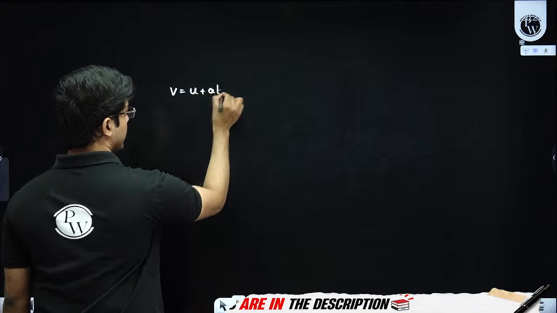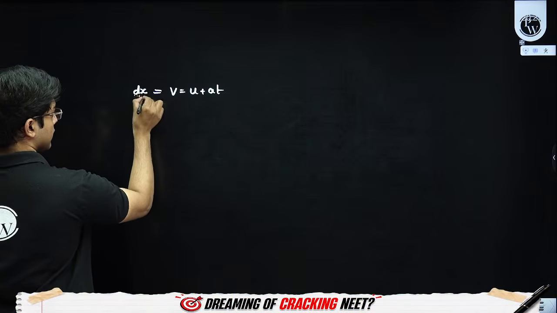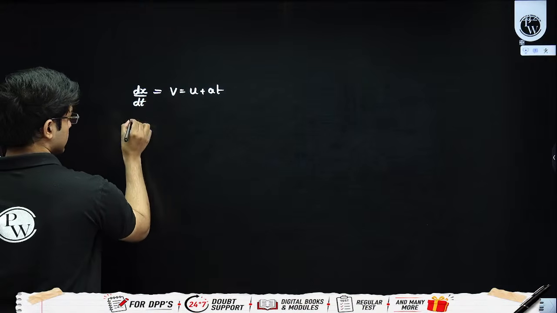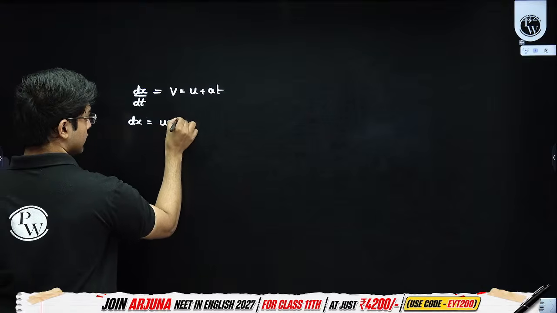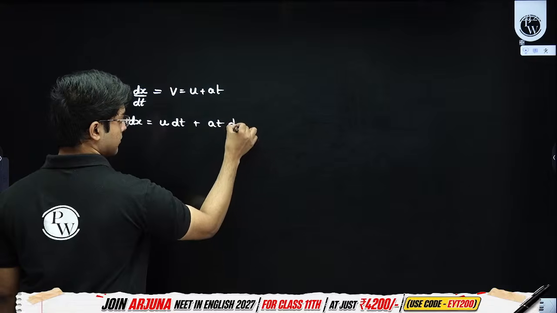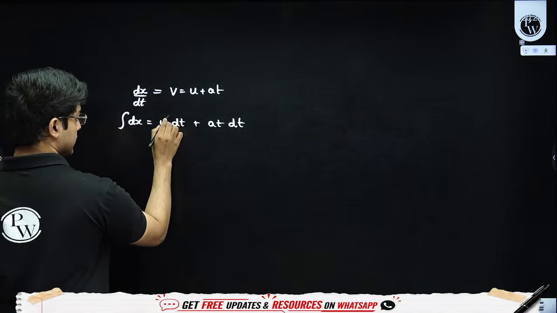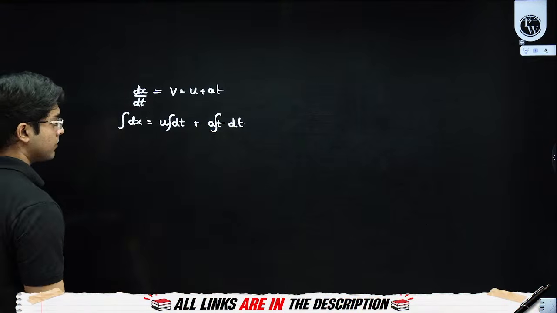And velocity we will write as dx by dt. Now take dt to the other side. So dx, you can write it as u dt plus at dt, right? Now we will integrate once again. u is a constant, a is a constant, right?